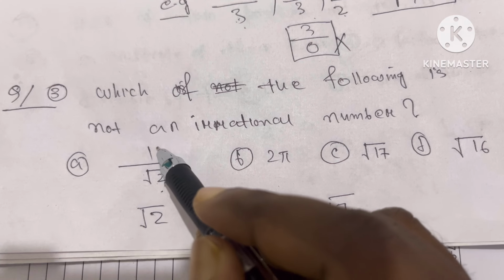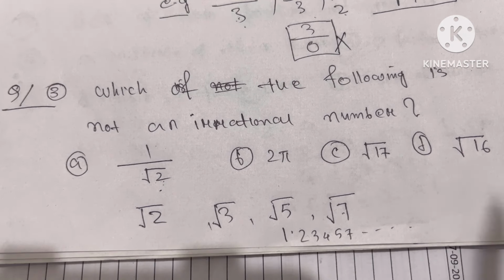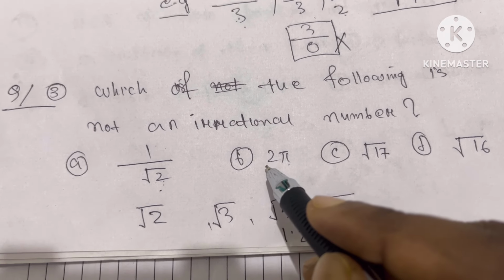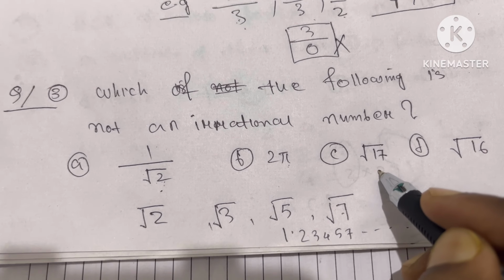And if you divide a rational number by an irrational number, you will always get an irrational number, right? So pi is also irrational. Always remember, pi is an irrational number. So if you multiply rational, 2/pi, you will get an irrational number. And 17 is also a prime number, that's why √17 is also an irrational number, isn't it?